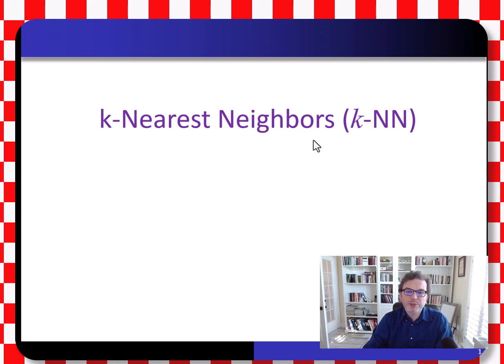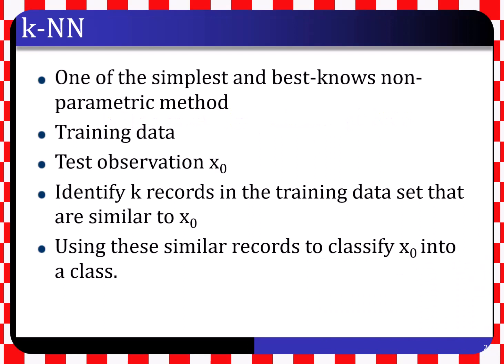In this lecture, we will be covering the K-nearest neighbors algorithm and how we can use it for classification purposes. K-nearest neighbors is one of the simplest and best known non-parametric models. To classify or predict a new record, the method relies on finding similar records in the training data. So we are going to have a test observation x0 and we are going to identify the k-nearest records in the training dataset that are similar to x0. And then using these similar records, we are going to classify x0 into one of these classes.